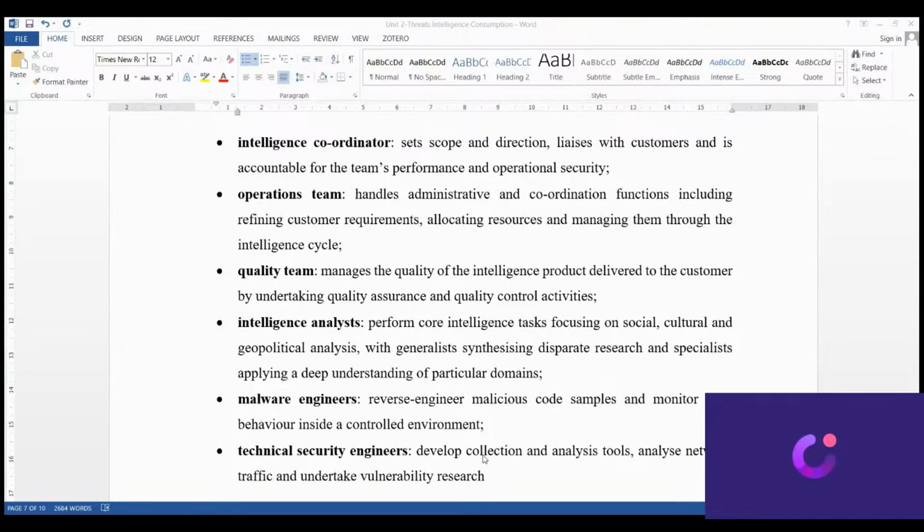Nelson, what do you think malware engineers do? Okay, look out for malwares in the system. Like we say, reverse engineer malicious code samples and monitor their behavior inside the controlled environment.